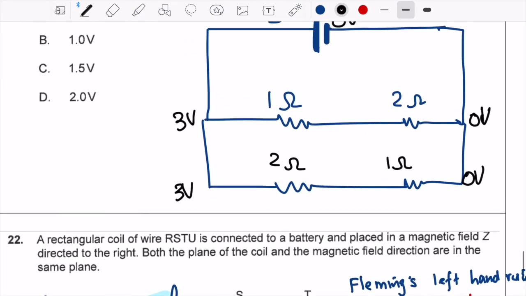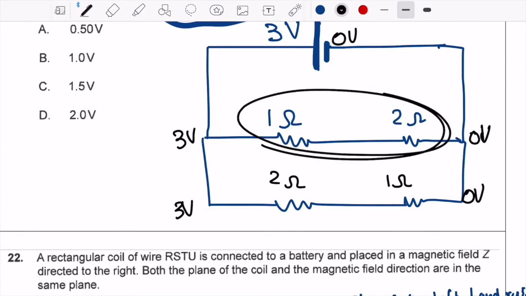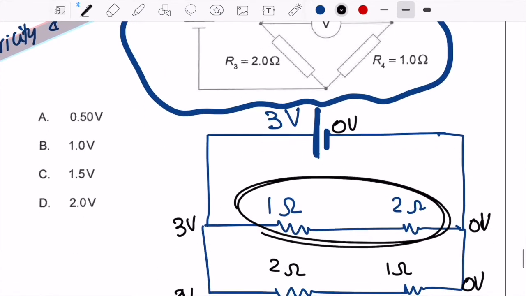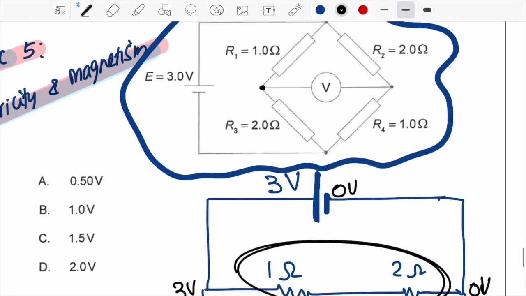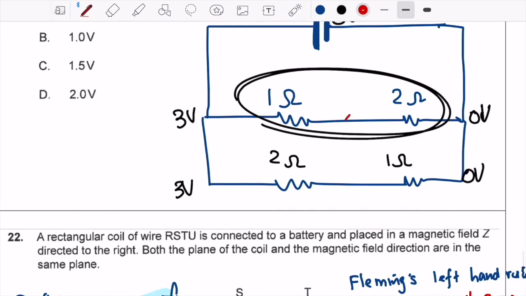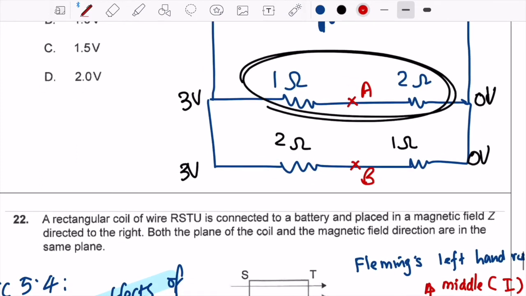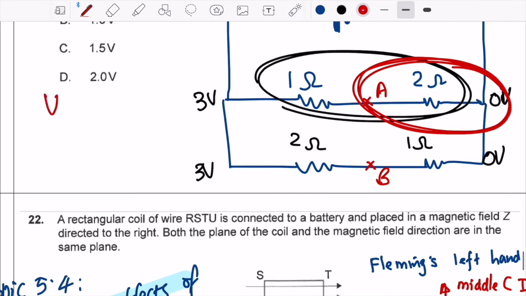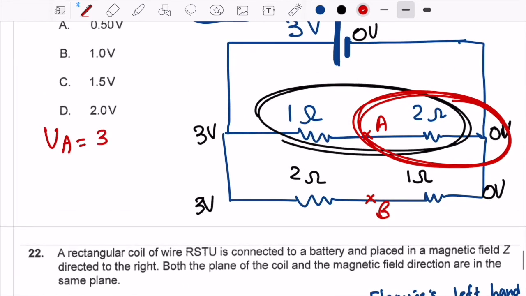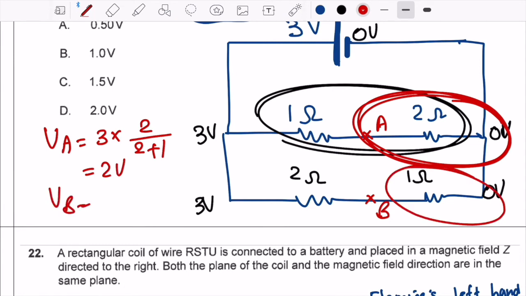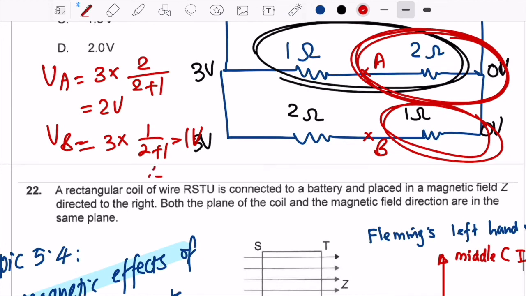Now we can use potential divider circuit equations to find it. They ask what is the voltage between, let's say, this point and this point. Let's call this point A, this point B. So let's find this potential difference. VA equals, total is 3, and your resistance is 2 plus 1, so this will be 2 volt. Similarly, VB is 3 times 1 divided by 2 plus 1, which is 1 volt. So VA to B is 2 minus 1 volt.